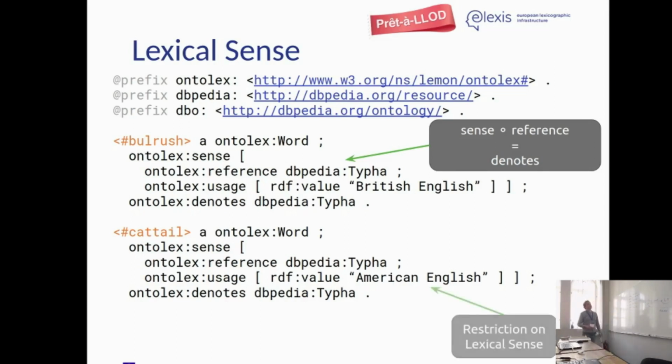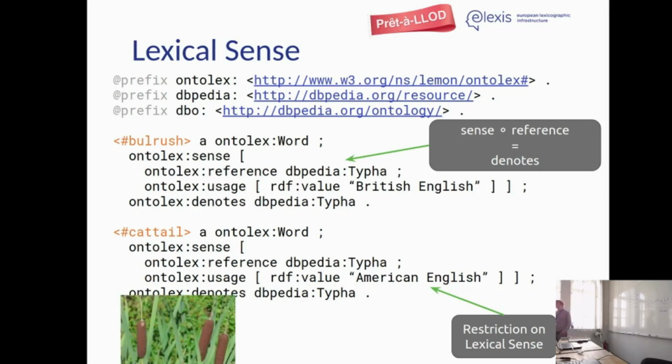And then we have the American usage. And we're adding, of course, this restriction on the lexical sense. So this limits when we use this sense. And particularly we're saying this is limited to saying cattail in American English and bulrush in British English.